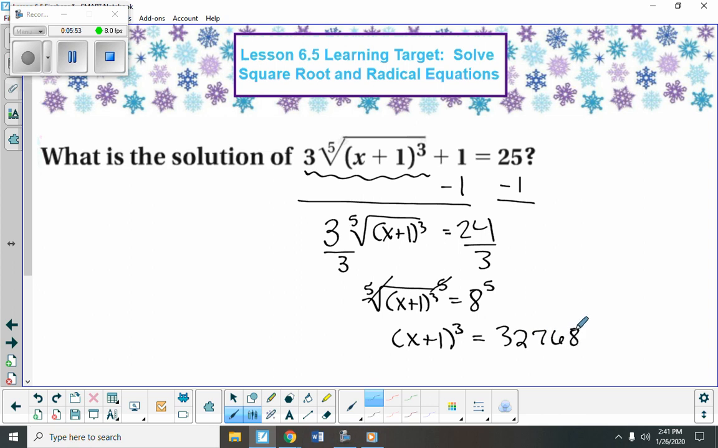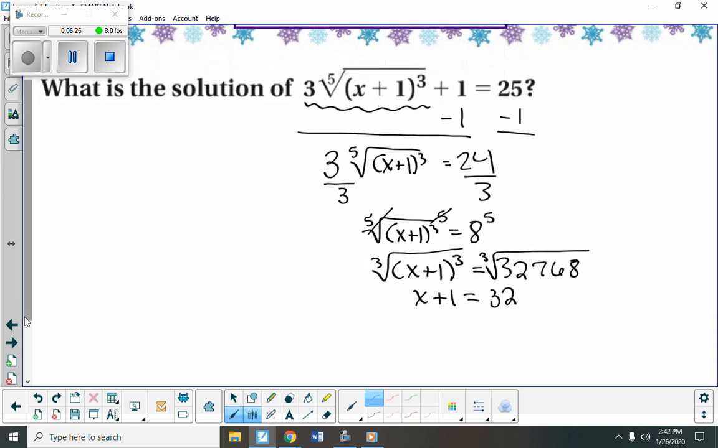And then we're going to take the cube root of both sides to get rid of the cubed. So then we have x plus 1 equals, I even need my calculator for that. So on the calculator, we're going to type in 3, second function, cube root of 32,768, and you get 32. And then we'll subtract 1 from both sides. So x equals 31.